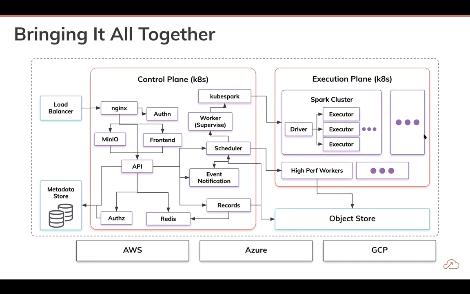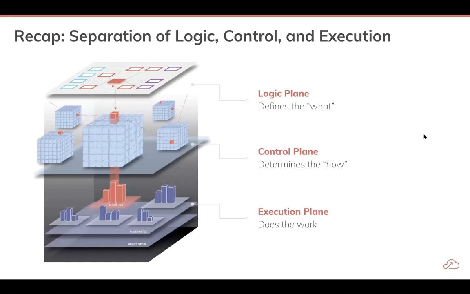I think it's more important to pop up even higher and give us all a bit of a recap, which is, when we think about declarative pipelines and intelligent orchestration, the really key takeaway hopefully for folks is this proper separation of logic, control, and execution. The logic plane is where we define the what. The control plane is the system that can intelligently determine the how, and the execution plane is the one that gets to actually do the work.